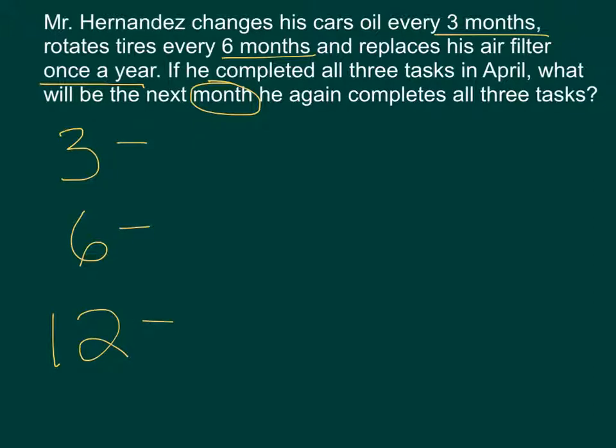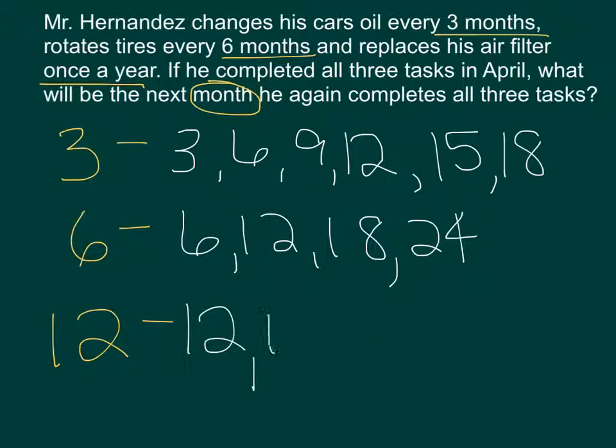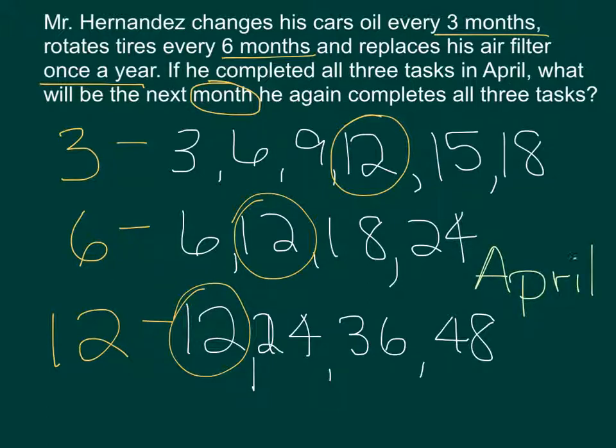From here, you want to find the least common multiple. So we have 3, 6, 9, 12, 15, 18, or we have 6, 12, 18, 24, or we have 12, 24, 36, 48. So we can see that the least common multiple is 12. That means 12 months from April would give us April as the next time that they do all 3 tasks at once.